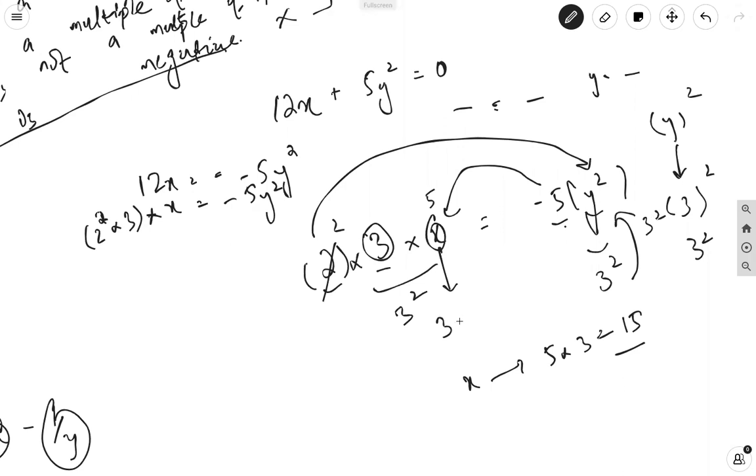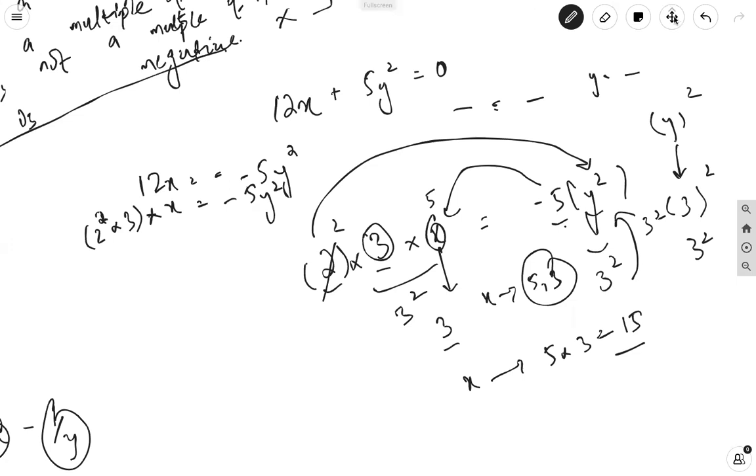So X, first point, X is a multiple of 3. Now we have 5 on the right side. To accommodate 5 on the left side, there must be at least one 5 in X. So X must contain at least 5 or 3. At least 5. So it must be a multiple of 15.